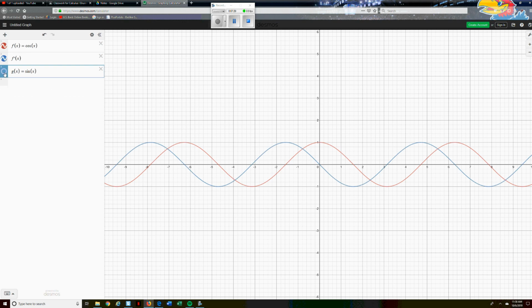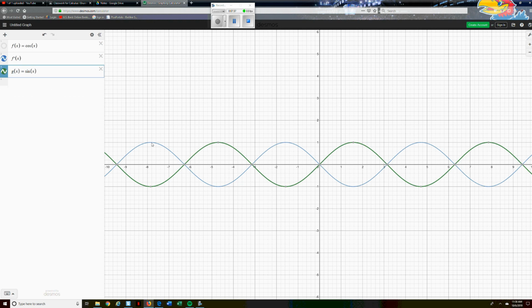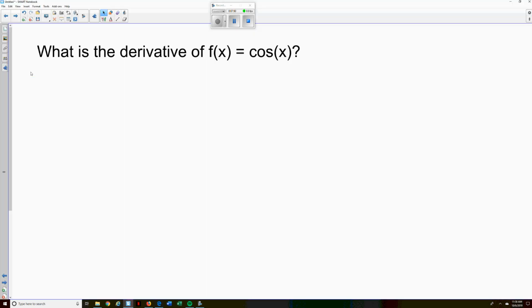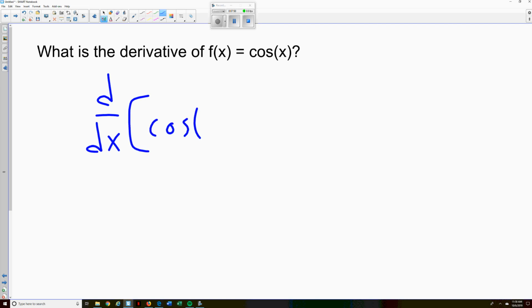But let's turn on sine of x, because that would be my guess. But notice they're not the same. But in actuality, the derivative is the opposite. Can you see that? So if I throw a negative on here, now they're the same. So hopefully you'll see the derivative of cosine is negative sine. So let's formalize that. The derivative of cosine x equals negative sine x.